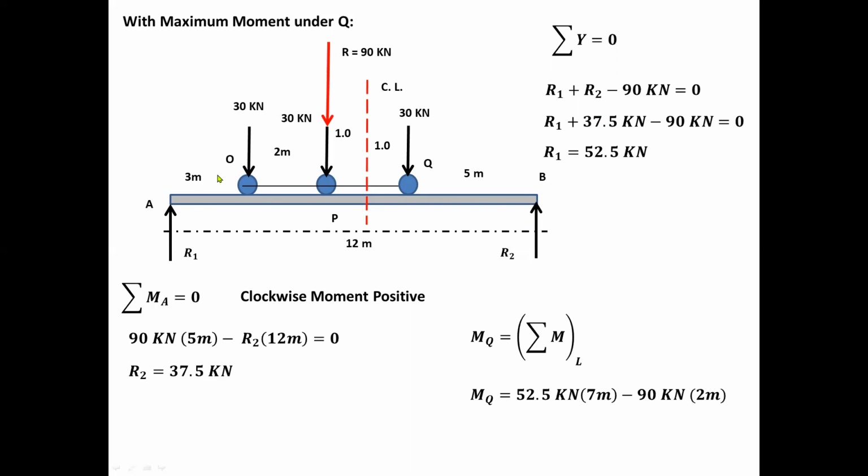Okay? Hanggang dun kasi 7. 3 plus 2 plus 1 plus 1. And then 90 times 2. Okay? 90 times 2. Ito kasi yung 90 natin, 1 plus 1 is 2. So MQ is 187.5 kilonewton meter.